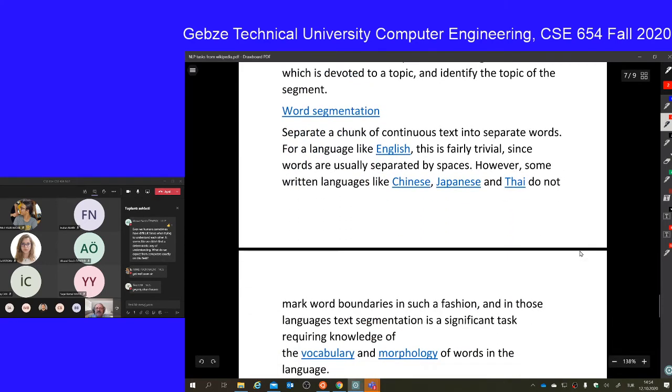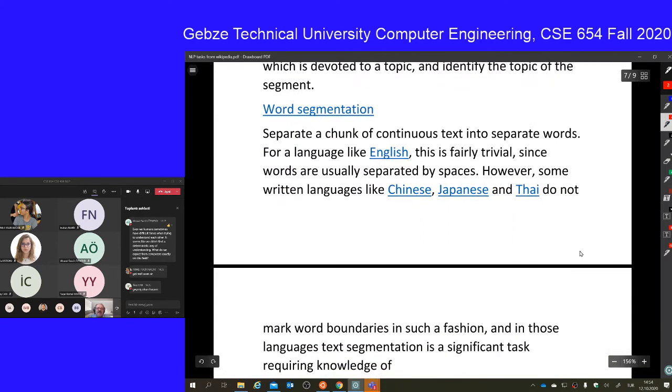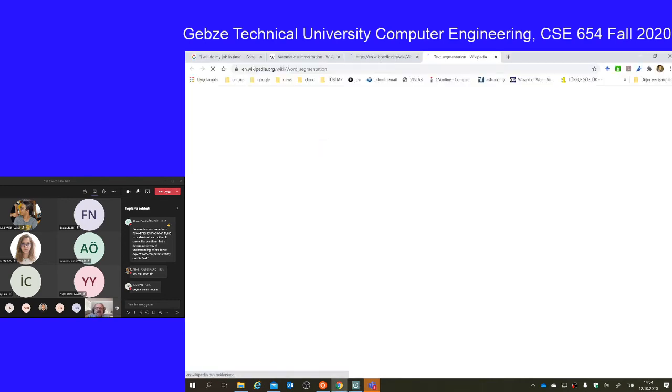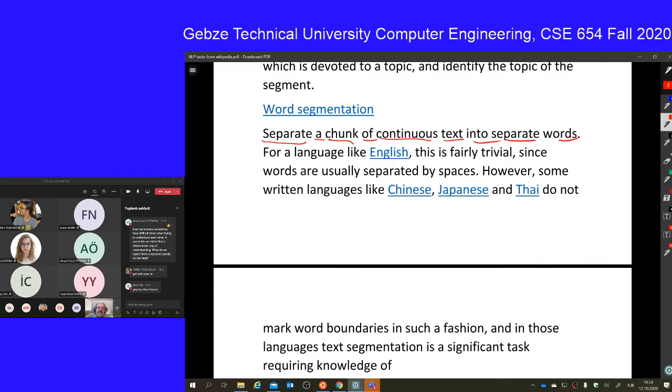Let's look at this problem. This is an interesting one. Word segmentation. Word segmentation is this. This is a word, another word, word, word, word, word, word, word, and word. 1, 2, 3, 4, 5, 6, 7, 8, 9 words in that sentence. Okay? So for English, it is so easy.